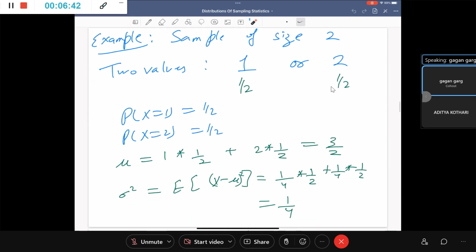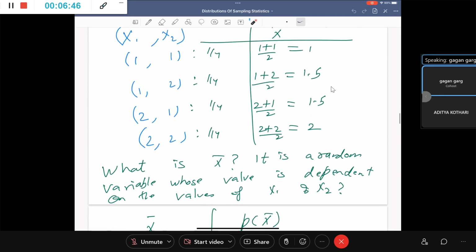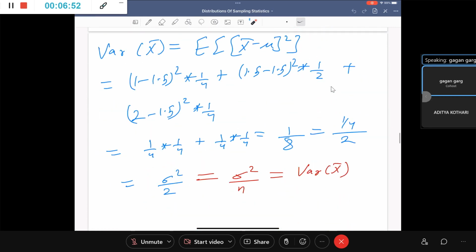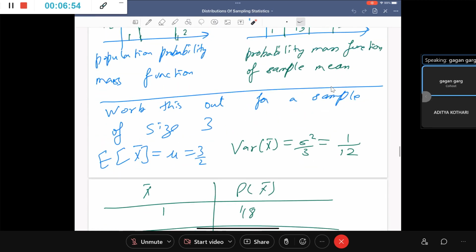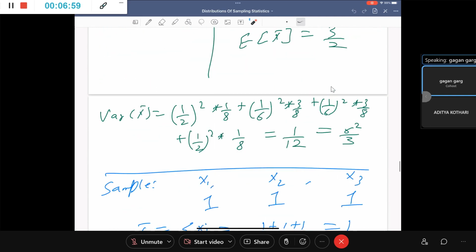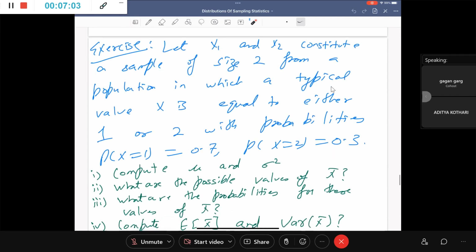We then looked at some examples, so I'll skip this part. Basic idea is we wanted you to compute x bar and then variance. Then we did it for a sample of size 3. And then we did it for a sample wherein probabilities are not equal to half and half. One probability is 0.7 and the other probability is 0.3.